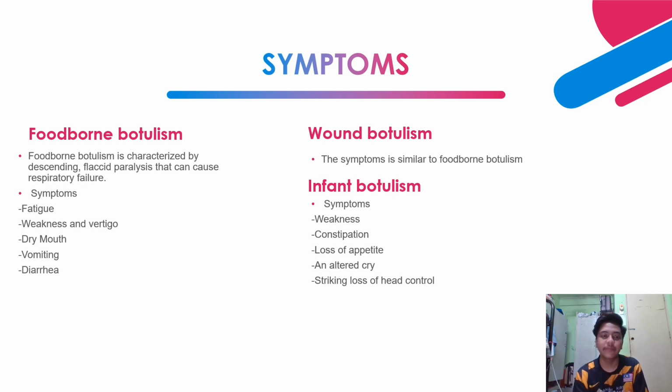They have 3 types of symptoms: foodborne botulism, wound botulism, and infant botulism. Foodborne botulism is characterized by descending flaccid paralysis that can cause respiratory failure. Symptoms of foodborne botulism are 5: fatigue, weakness and vertigo, dry mouth, vomiting, and diarrhea.